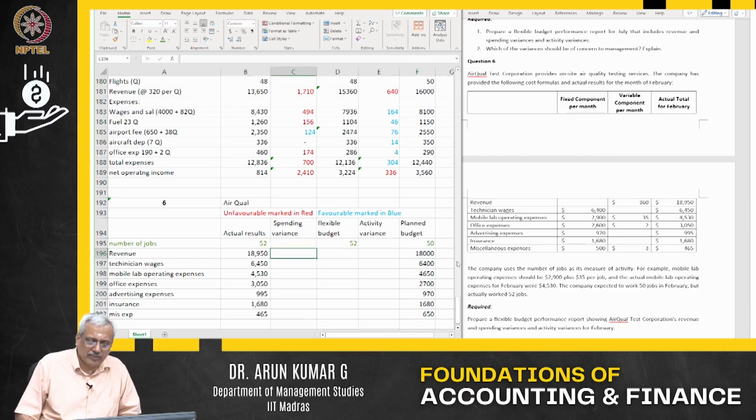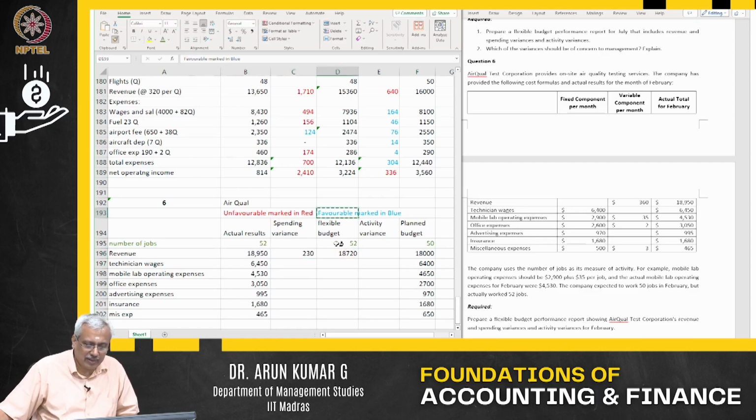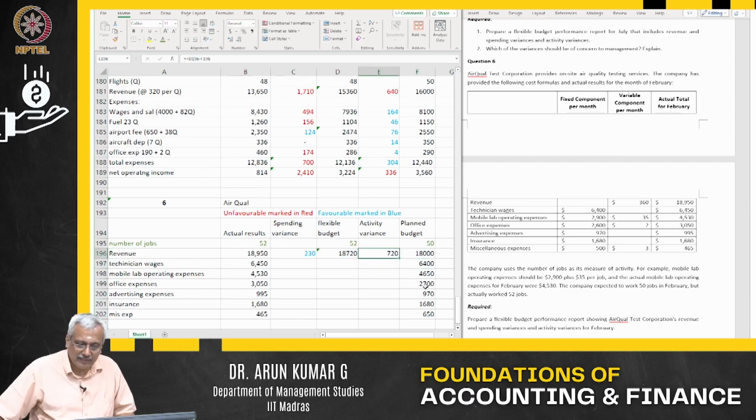Now let us look at the flexible budget part of it. Flexible budget is going to be 360 into 52, which is the revenue that I should have earned. Now let us look at all these activities. I have earned more revenue than I should have earned. So what happens? Favorable in this particular case. My revenue is favorable. My activity is 52 in this case. So I have estimated to earn more than what it is. So my activity is also favorable to me because I have earned more in this activity.